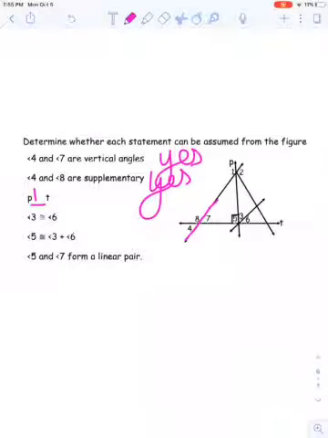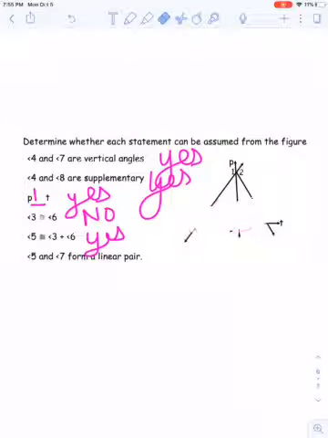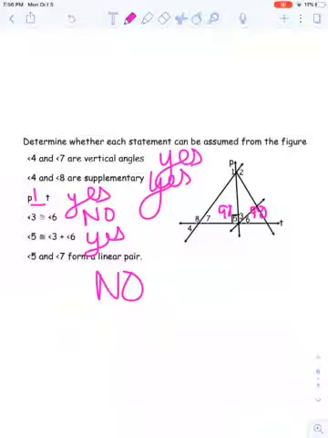Okay, here, I want you to write perpendicular. Can we assume that P is perpendicular to T? Yes, there's a right angle. Is angle 3 and angle 6 congruent? No, we can't assume that. Okay, we don't see the congruent symbol. We know that it adds to 90, but we can't say that they are congruent. Can we assume that angle 5 is congruent to angle 3 plus angle 6? Yes. Okay. So this is yes, because if this is 90, then this has to equal 90. No matter what angle 3 and angle 6 is, when you add them together, they have to equal 90. And angle 5 and angle 7 form a linear pair? No. Okay? So pause me and get that down.